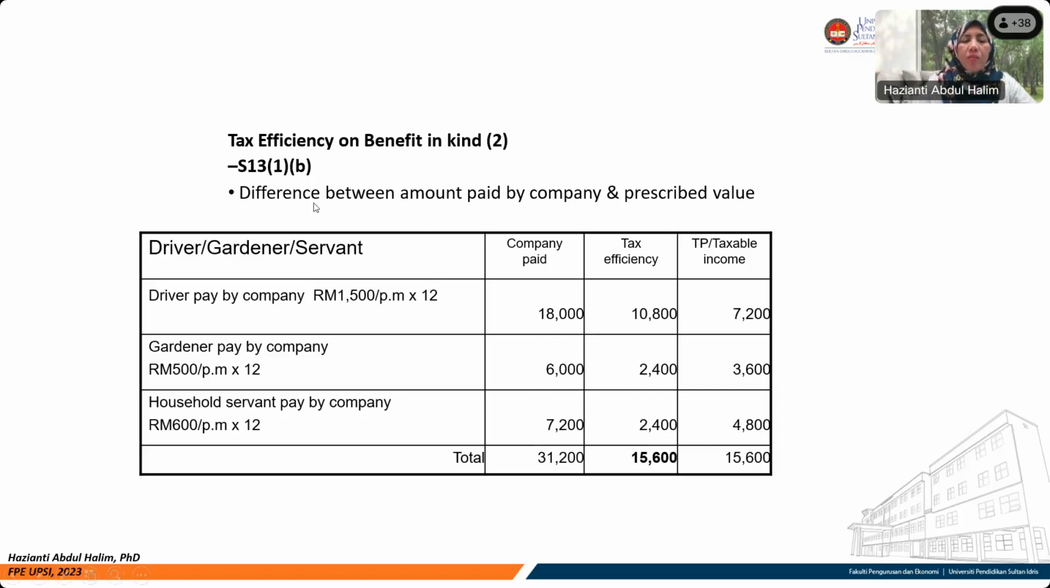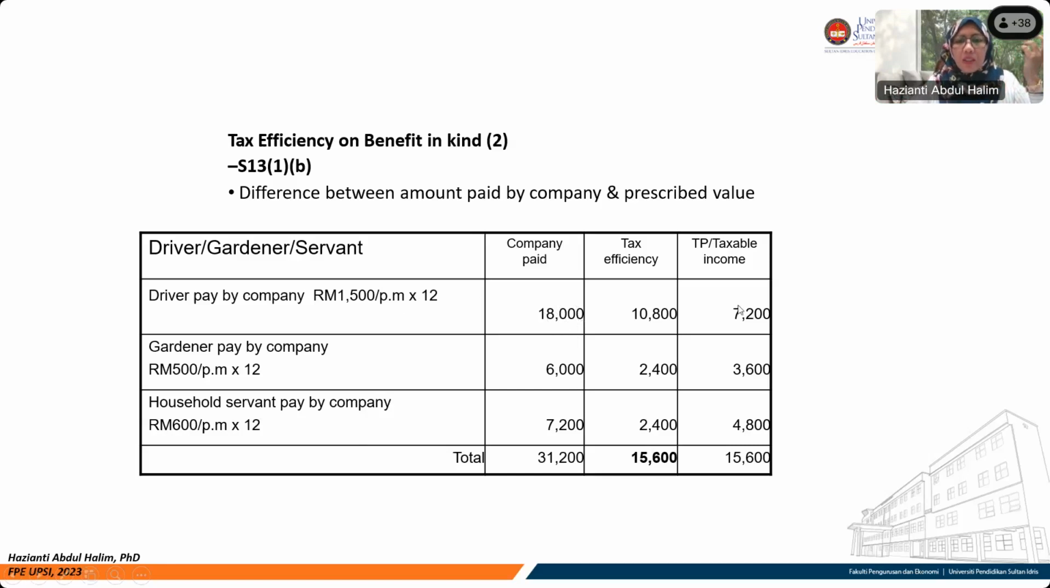Alright, so what are the difference between amount paid by company and the prescribed value? Prescribed value tadi yang kita tengok dalam table. Okay, you can compare dekat sini company paid dengan taxable income dekat sini. Cuba tengok company paid. If let's say you ambil driver tapi driver tu company yang bayar. Let's say you have the driver, you pay the driver and you can claim from the company kan. So contohnya kalau macam ni, driver paid by company 1,500 per month, which means company paid 18,000. Kan, you claim balik 18,000 from the company because you are the driver, you bayar, you claim from the company 18,000.